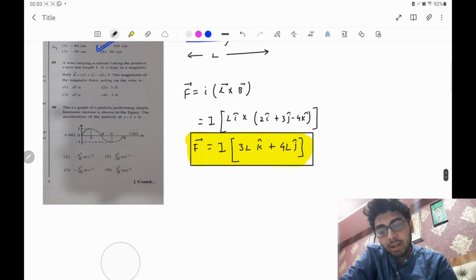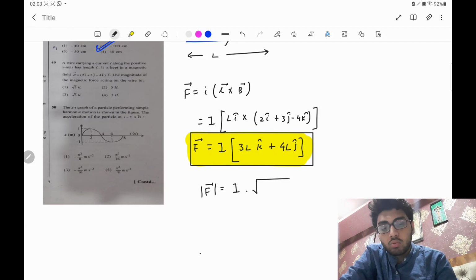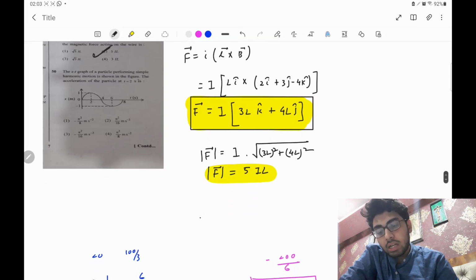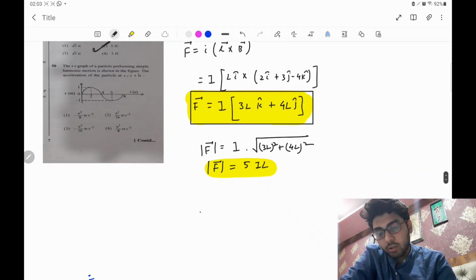Since they have asked for the magnitude only, the magnitude will become I into root over of 3L whole square plus 4L whole square, and that will obviously be only 5L. Okay, so tell me what will be the magnitude. The magnitude will be 5IL. Clear? Now come to the last question, which is a good question according to me.